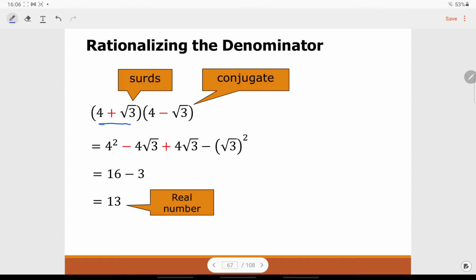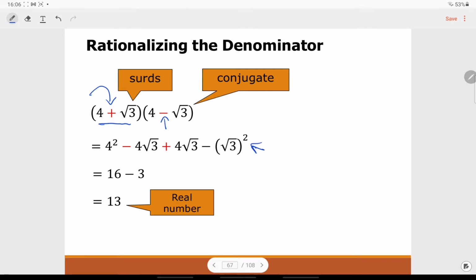The conjugate, if the given expression is 4 plus surd 3, we simply substitute the operation. If the original operation is plus, the conjugate is minus. If the original one is minus, the conjugate is plus. So if we expand these two parentheses together, we have this equation.